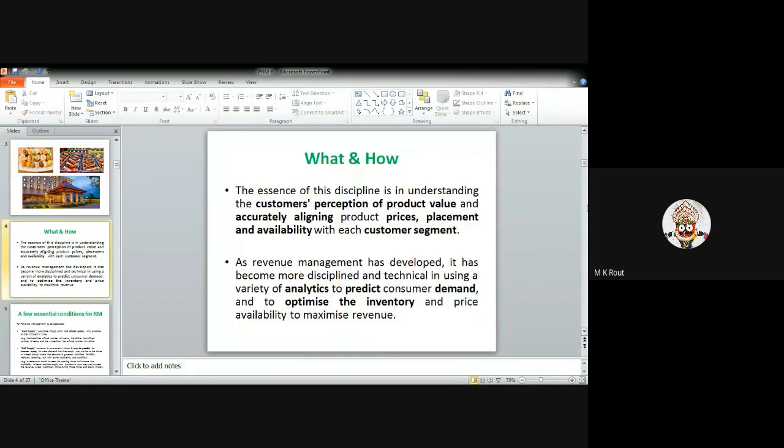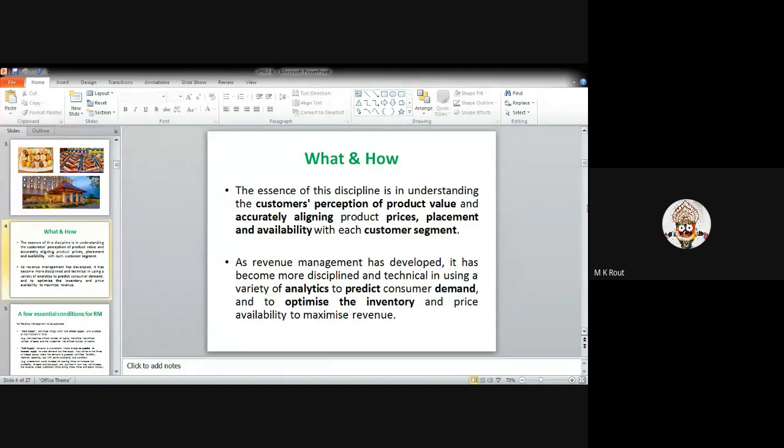Moving to the next one. In the case of what and how to manipulate the price to maximize sales revenues, for a business the most important thing is customer perception of product value and accurately aligning the product price. The next important thing is place and availability with each customer segment. Previously we also discussed a case study of DS Group, which launched different segments of candy, especially Pulse Candy, and how they segregate the customer segments. They must focus on product value, and they also accurately align the product price with respect to competitors.